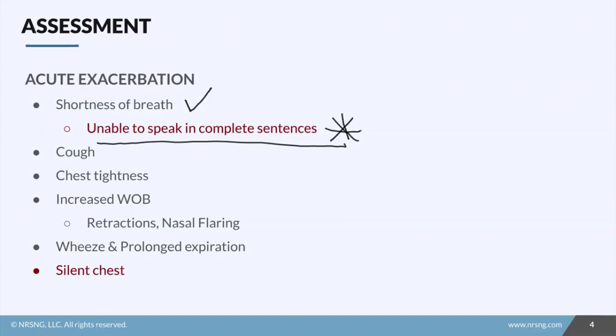Another thing patients are going to have is a cough. It's usually a hacking cough and probably non-productive.